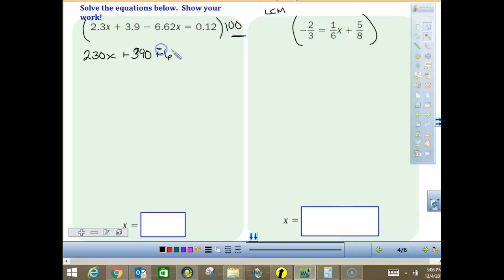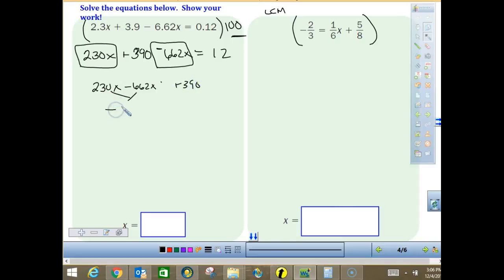So a negative 662x, so minus that, equals, Nathaniel? 12. Here's the most common mistake on the quiz that you guys took last week. These are on the same side of the equal sign. You want to regroup those and think of it as 230x minus 662x, and if you add those on the same side of the equal sign, plus the 390.